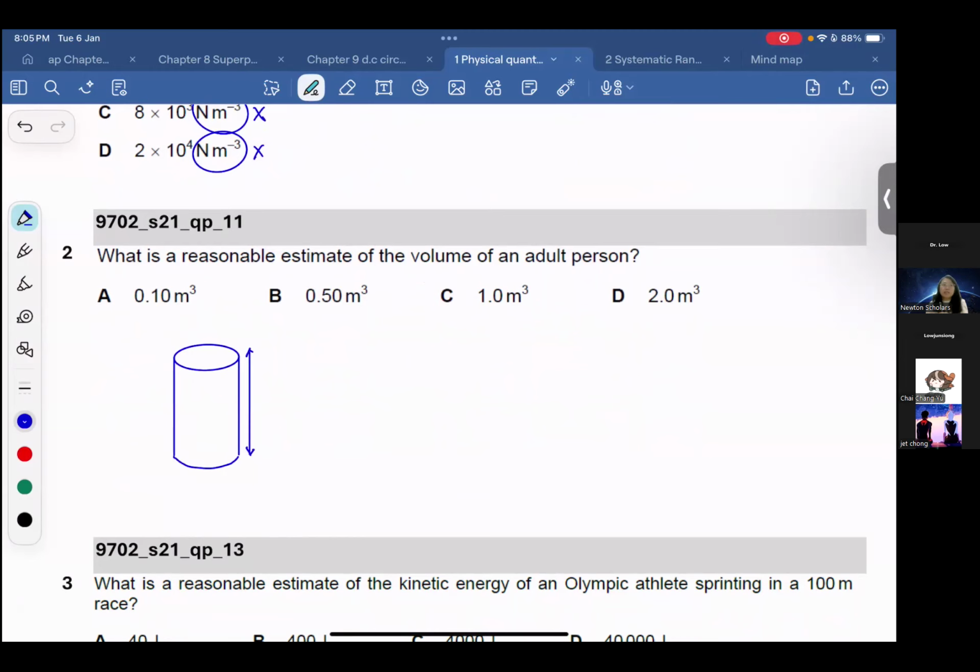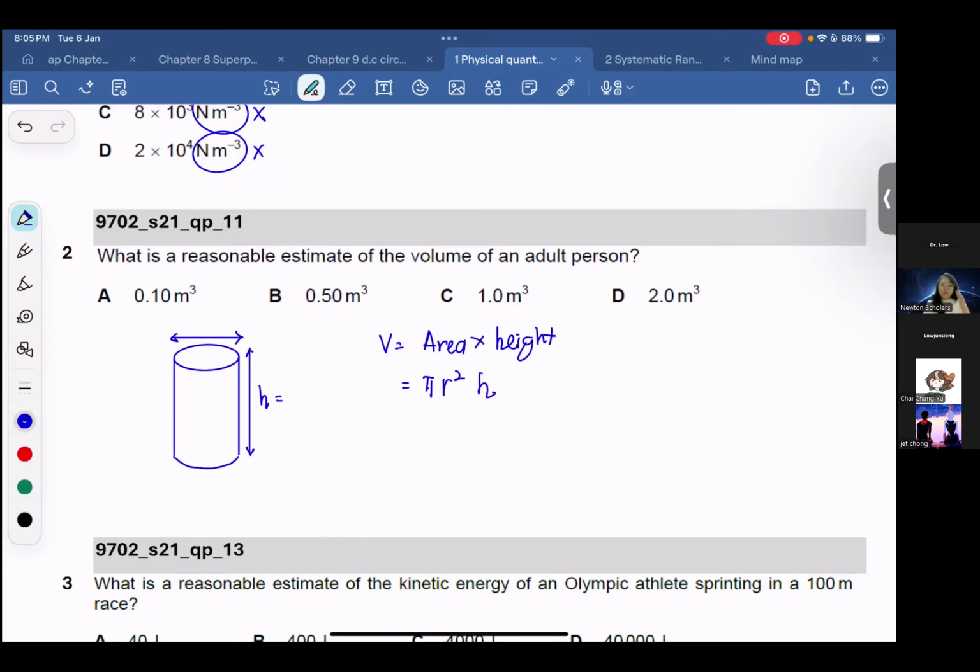Now ask yourself, what is the estimated height? You can use the average adult height. Then ask yourself, roughly from your shoulder to the other shoulder, what is the diameter? Volume is area times the height, right? So here, this is a circle surface. So here it is pi r squared times your height.